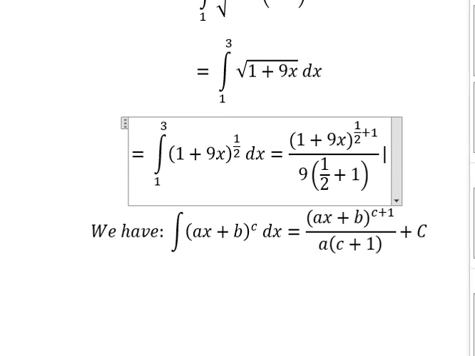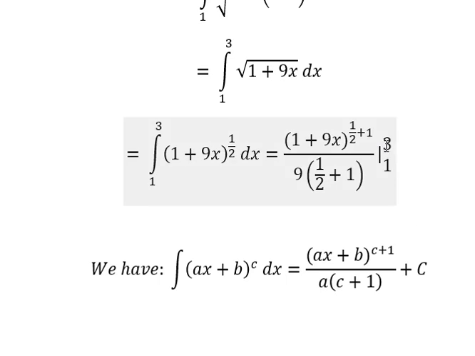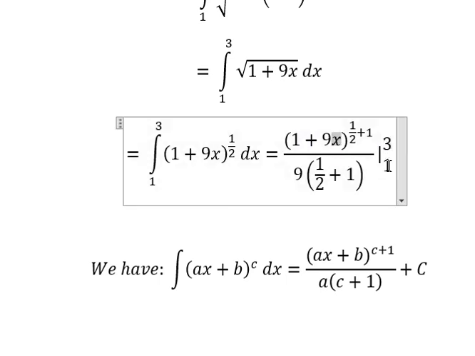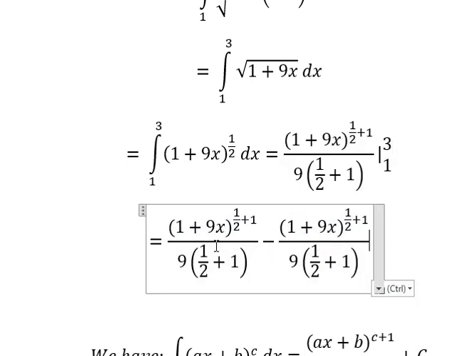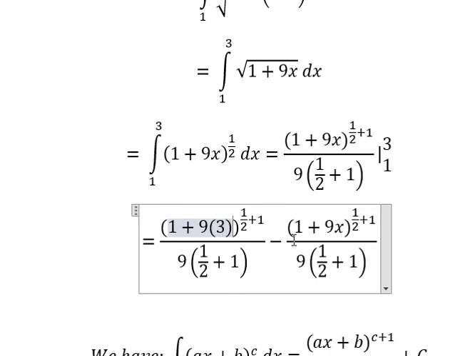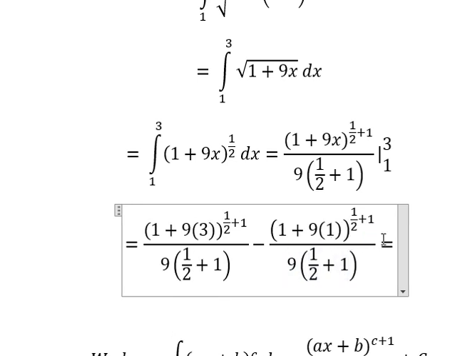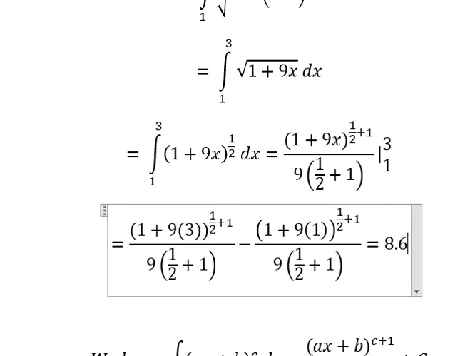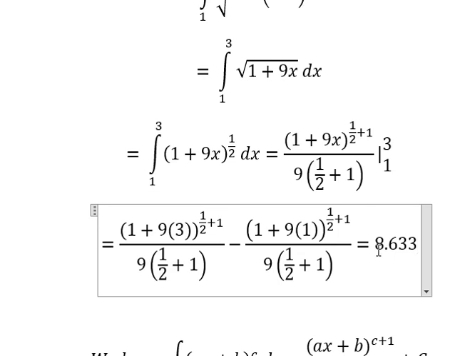So we put the integration from number 1 to number 3. So we put number 3 gone here, number 1 gone here. So we have the final answer. So we calculate about this one. That is about 8.633, and that is the final answer.